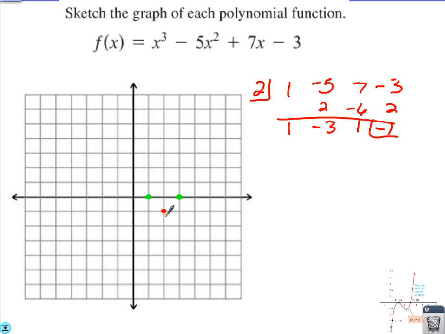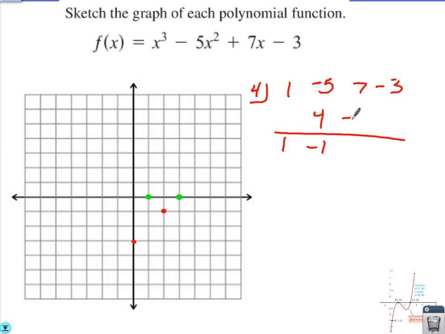Let's plug in 0. That's pretty easy. Somebody plug in 0 for me. Should get negative 3. We can plug in, let's just do one or 2 more. Plug in 4. And I'm going to do it synthetic division again. I'm just a little bit faster at synthetic. When I plug in 4, I get 9.